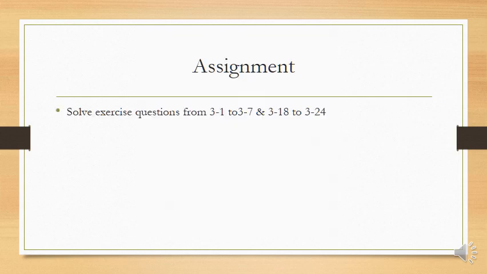Now, what are you going to do after this lecture? You have to solve the exercise questions from question number 1 to question number 7, and question number 18 to 24, for your practice. These are all simple questions. These are all our previously studied knowledge. You have previously studied these in Circuit Analysis 1. These are all techniques. You just have to practice them, right?